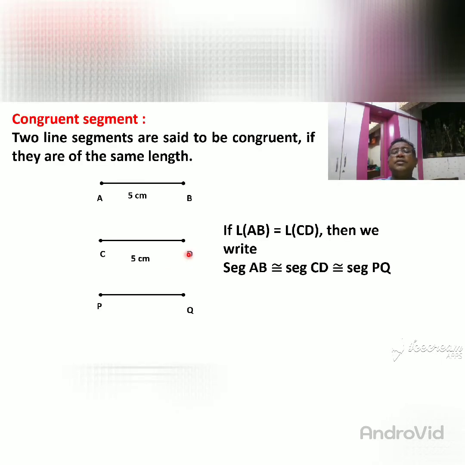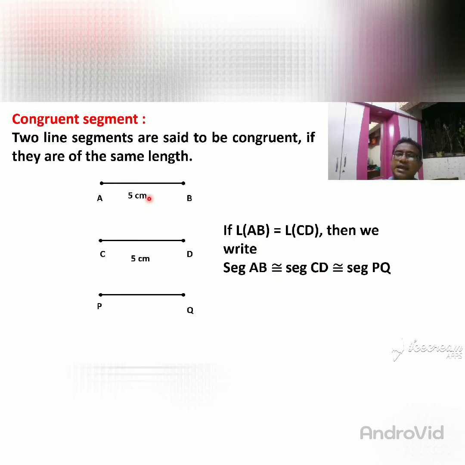So the length of AB is congruent with the length of CD. Here we see the length of AB is equal to the length of CD. Why are they said to be equal? Because the length is the same, 5 centimeters. So segment AB is congruent to segment CD. Why? Because the length of AB is 5 centimeters and the length of CD is also 5 centimeters. So the lengths are the same, and segment AB and segment CD are congruent.